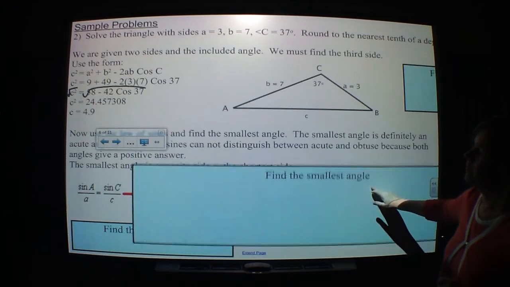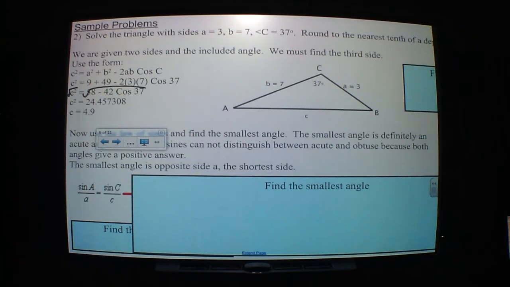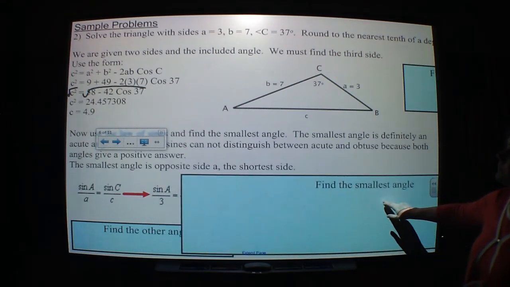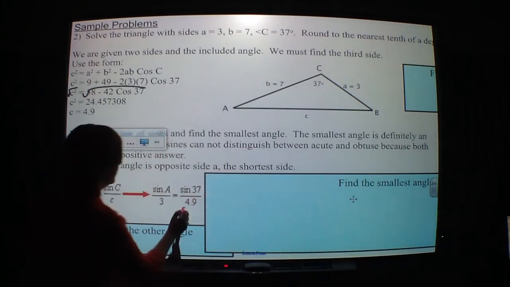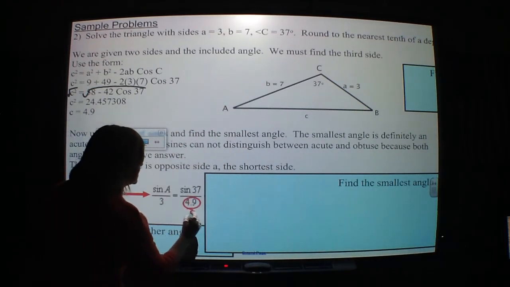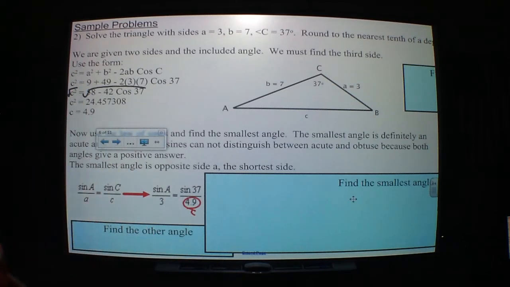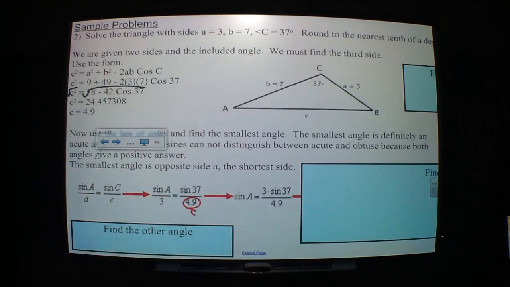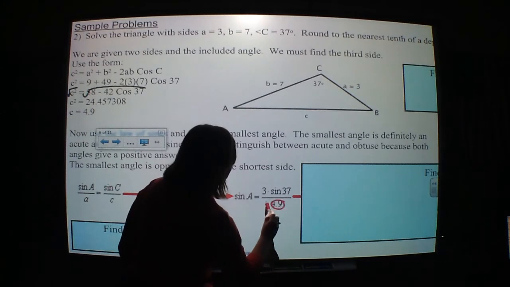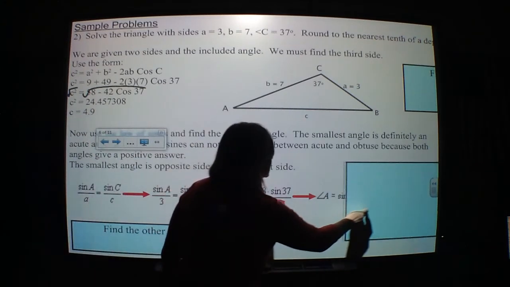The sine of A over side A is equal to sine of C over side C. Sine of A is what I want to find, so A is my unknown. So sine of A over 3 is equal to sine of 37 over C, and remember, that's stored in C. Cross multiply and then divide. You get 4.9 sine of A is equal to 3 sine of 37, then divide by the 4.9, and then do the inverse.